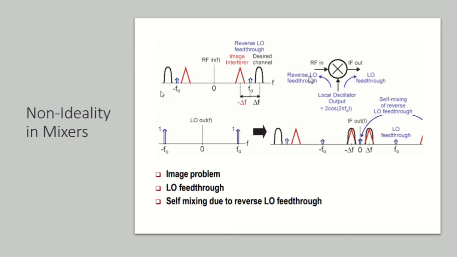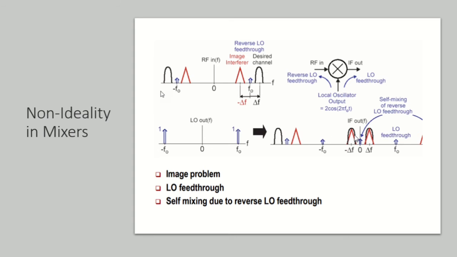So RF ni dia akan berlaku reverse local oscillator feedback, sebab dia pergi ke sini dan dia akan reflect back, reverse balik, masuk ke dalam RF input ni pula. So that's why dia dapat image interferer di sini, warna merah ni. Dan LO tak ada masalah, cuma interference dia came in daripada RF ini saja. So dia ada image interferer dan desired frequency yang kita nak lah.